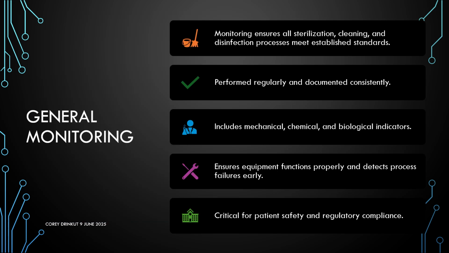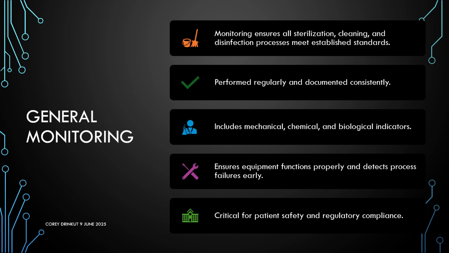The general monitoring in sterile processing is essential to verify that all cleaning, disinfection, and sterilization processes consistently meet required standards. This is something we cannot skirt around. We cannot cut corners on this. This monitoring system should be performed routinely and must always be properly documented to ensure traceability and accountability. This process involves using mechanical, chemical, and biological indicators to evaluate equipment performance and the effectiveness of the sterilization processes.